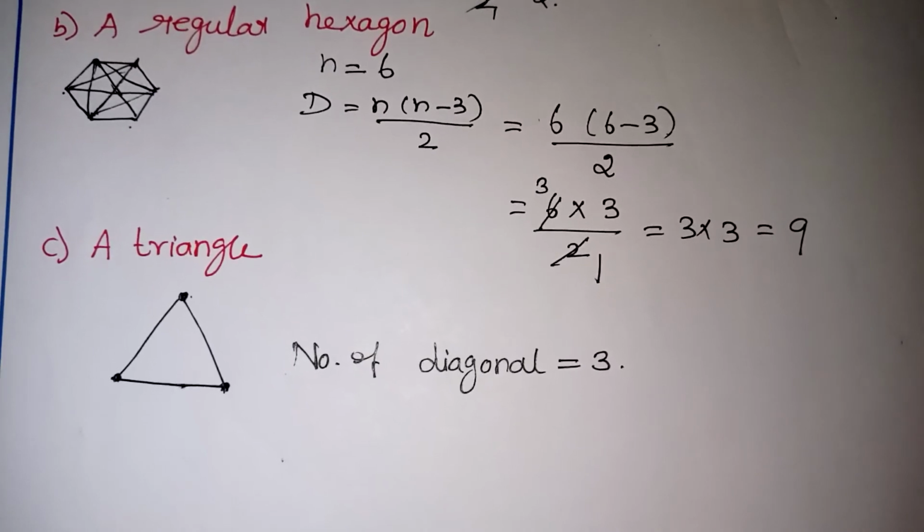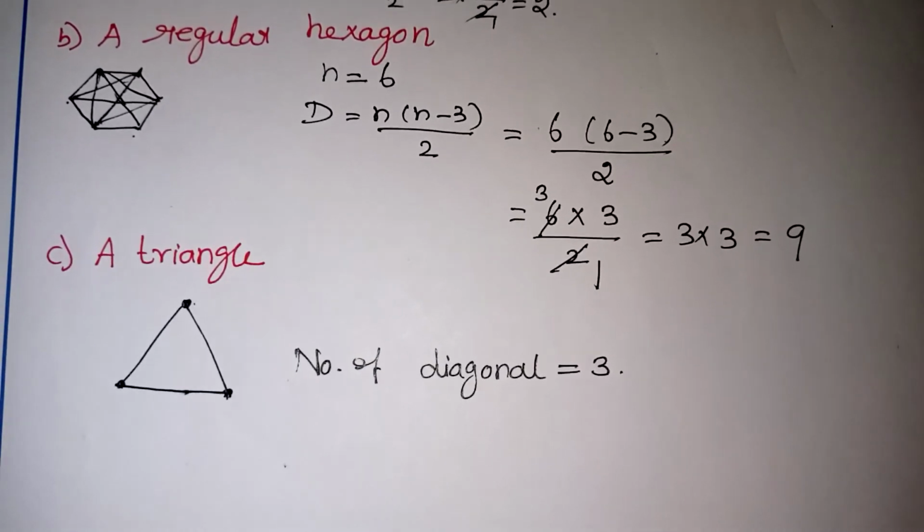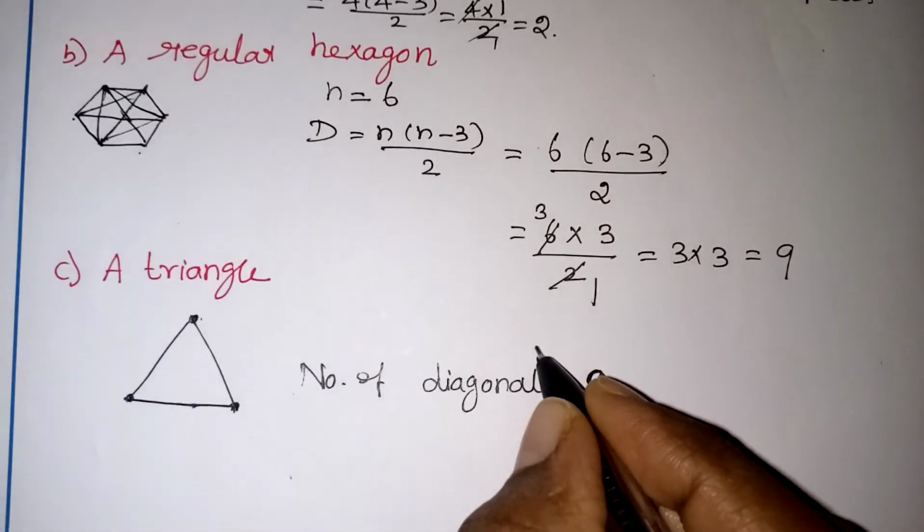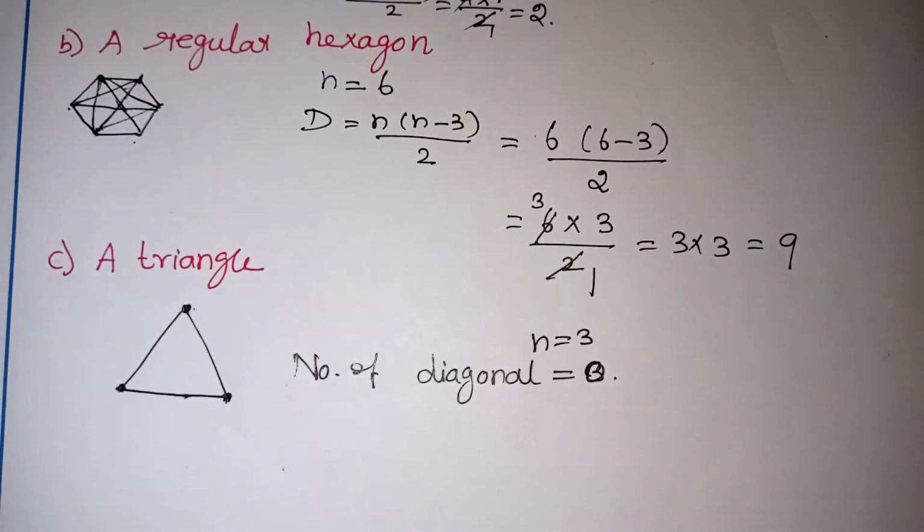That's all students. For the triangle, the number of sides n is equal to 3 and the number of diagonals is 0.